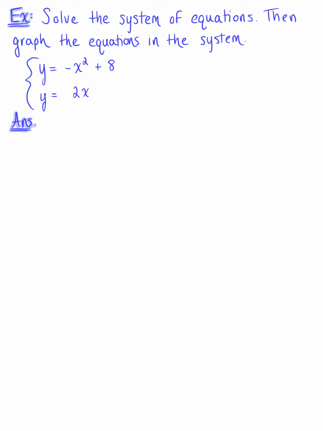In this example, we are asked to solve the system of equations. After solving the system algebraically, we'll then graph the equations in the system. So to get us started, let's simply begin by identifying what types of equations we're working with. Equation number 1, we observe, is a polynomial degree 2, or quadratic equation.